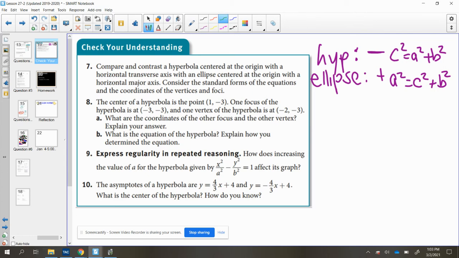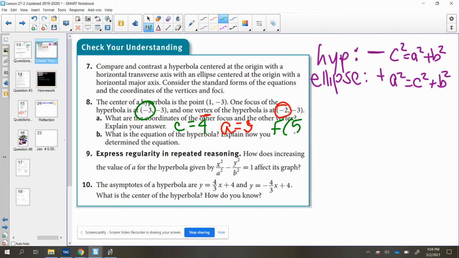Okay, so in this case, if we had to move to get to the other focus, if we started at 1 and moved to -3, that was 4 units. So our C parameter would be 4. And then if the vertex is at -2, we would have had to move, again, this is parameter A with the vertex, it's going to be moving 3 units. So moving kind of the other direction from that center, if we're starting at 1, -3, and we had moved to the left 4 to get our other focus point, we're going to have to move to the right 4.